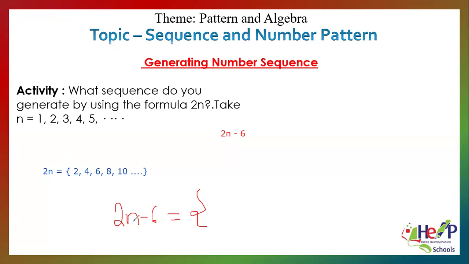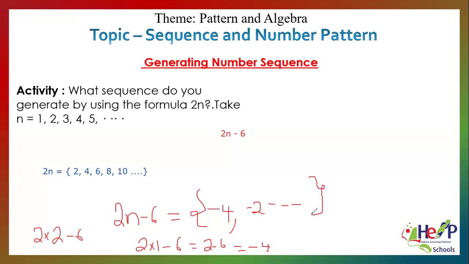So this would be 2 times 1 minus 6. 2 times 1 is 2, minus 6 gives us negative 4. So this will be negative 4 as the first answer. For us to get the next number, we now replace n with 2. So this will be 2 times 2 minus 6, which is 4 minus 6, to give us negative 2, and so on, like that.